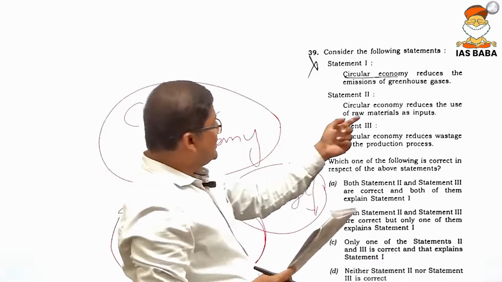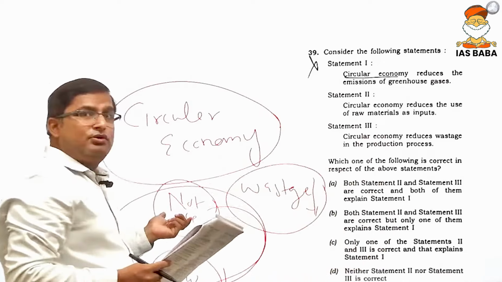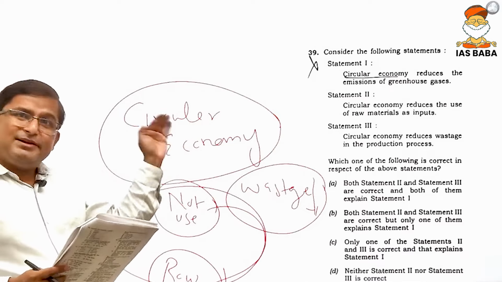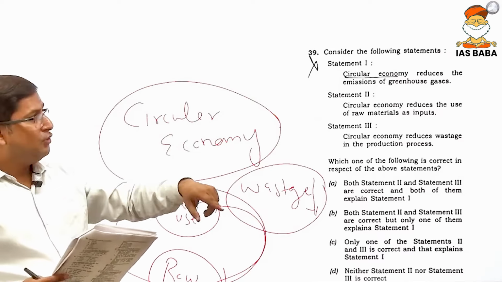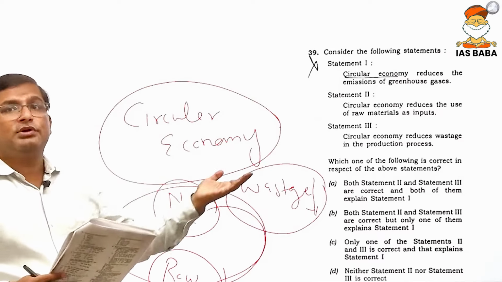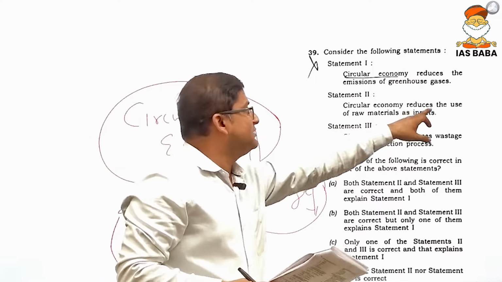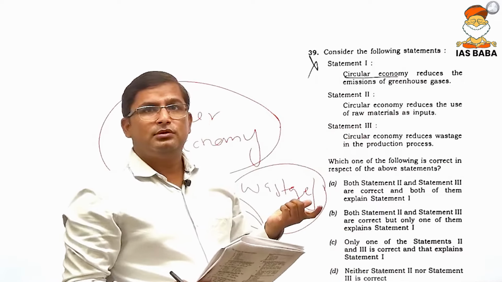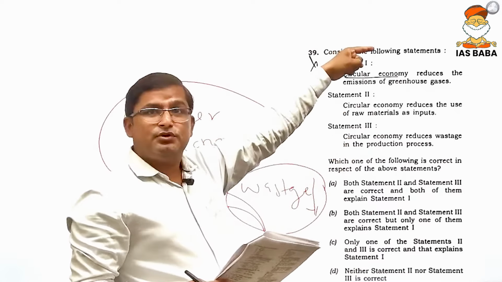Circular economy reduces the use of raw materials as input. See, I was telling you the concept of circular economy, that once a product is discarded, the same product, instead of going into wastage, will be used in the economy as a raw material to make a new product. So the second statement very clearly says that circular economy reduces the use of raw material as input. That's true. Less material will be used as input, and that also explains statement 1.